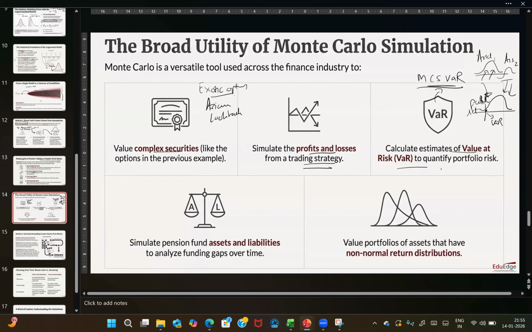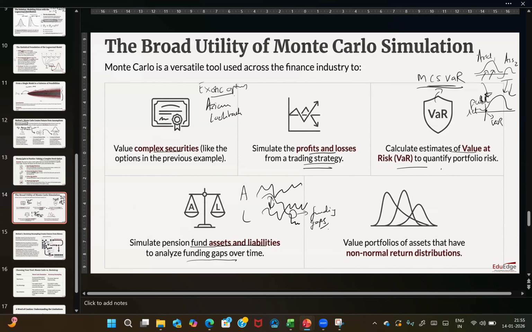It is used to simulate pension fund assets and liabilities to analyze funding gaps over time. So your assets and liabilities are going to fluctuate. And the difference between those, it's possible that sometimes the asset can fall below liability, creating a funding gap. So in order to simulate these funding gaps and analyze these over a period of time, especially over stressed events, we could also use Monte Carlo simulations there.